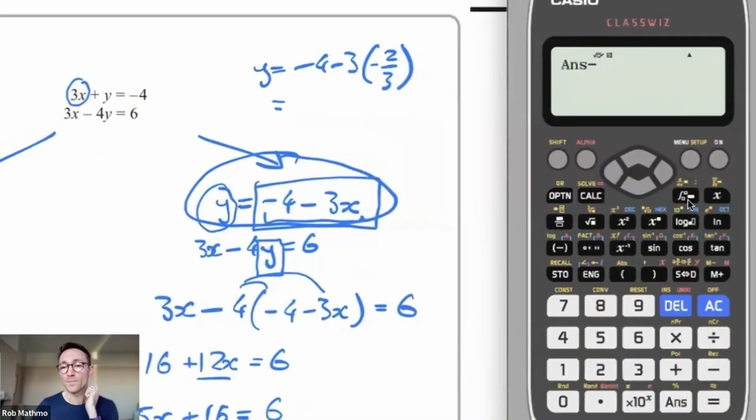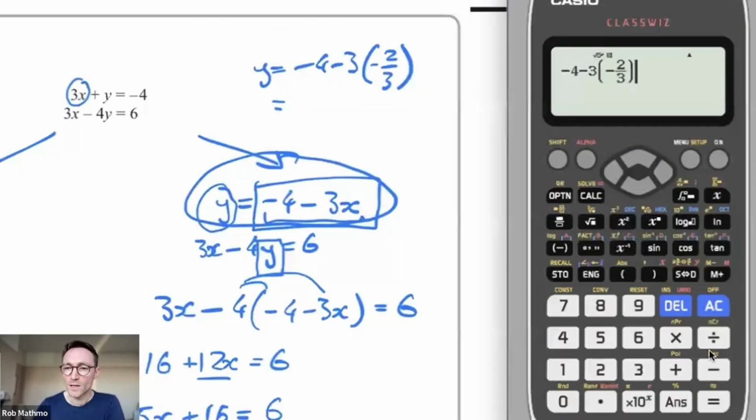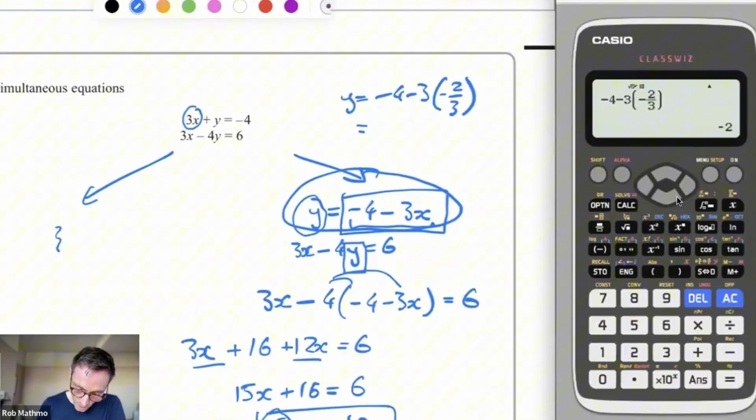So in an exam, if you just hit minus, it sometimes says answer minus. So you hit AC, hit minus again, -4 minus 3 times, I always like to use a bracket instead of a times. And now I've got minus fraction 2/3. Then I hit the right button, then I hit close brackets. This again is exam technique. Don't try and do all this in your head. It's just so annoying. You just hit equals here, bang. The answer is -2. So we say equals -2.